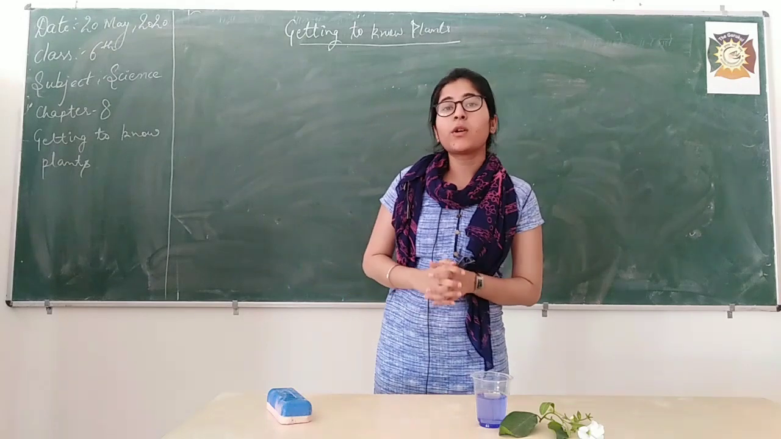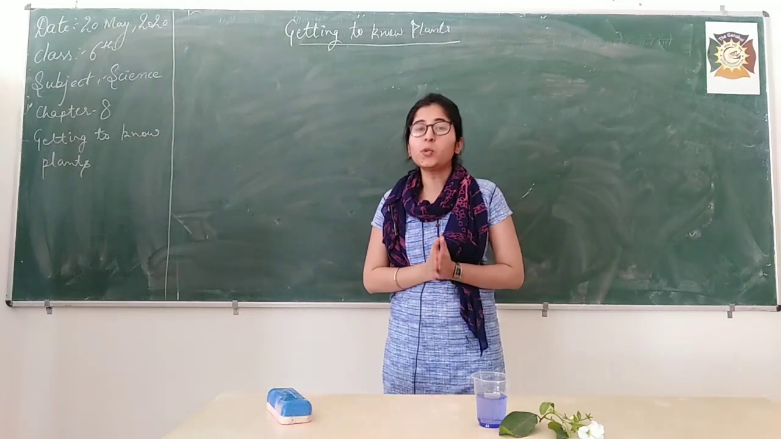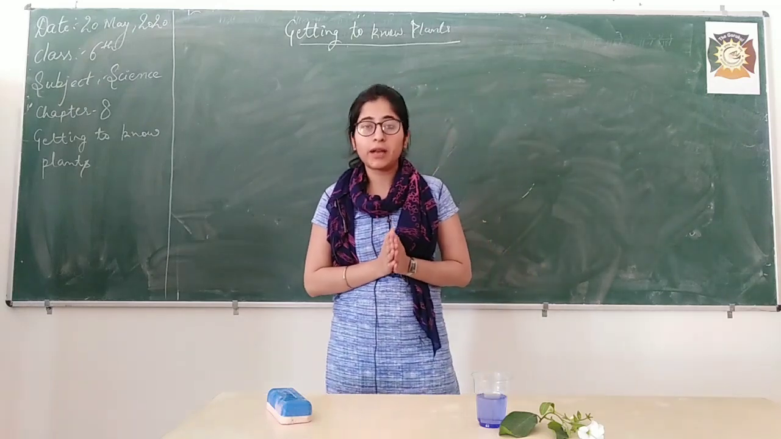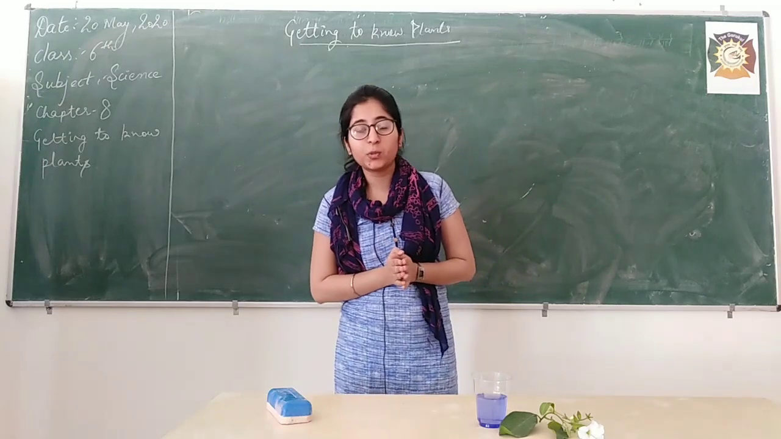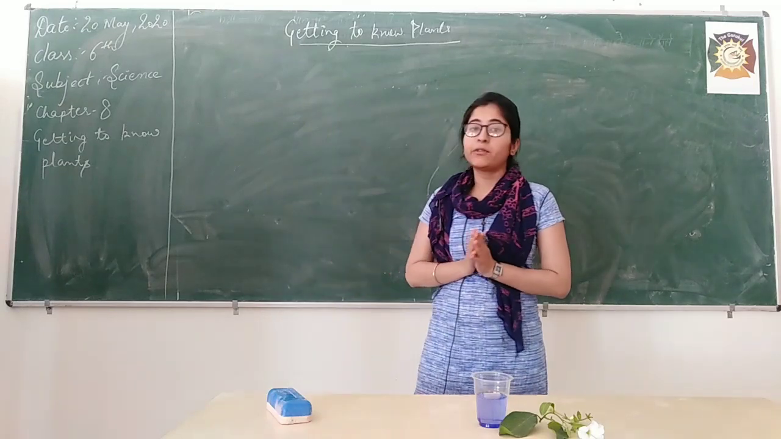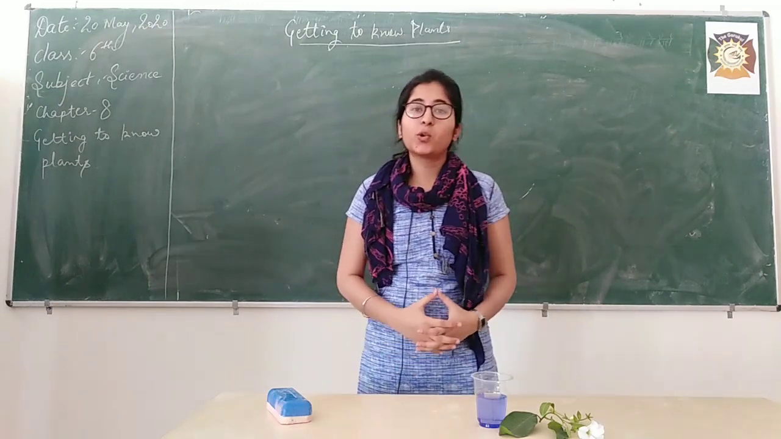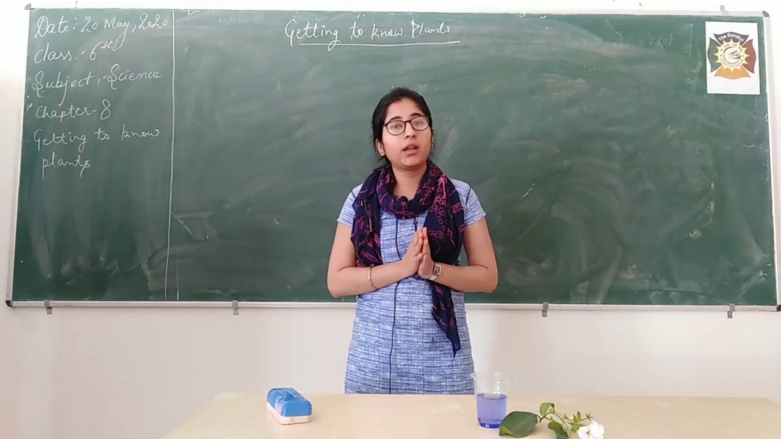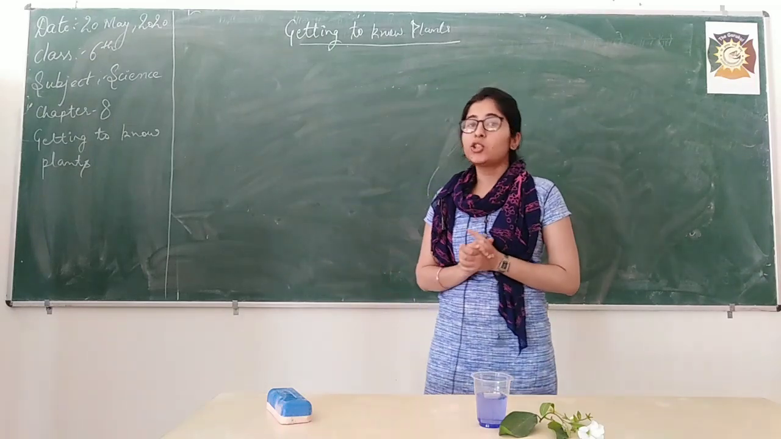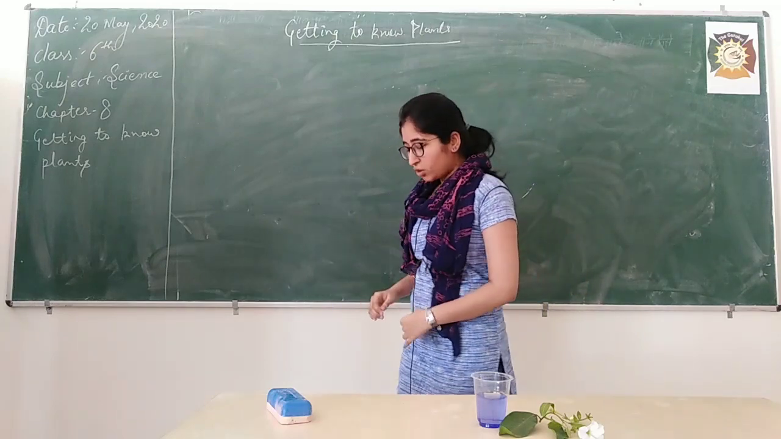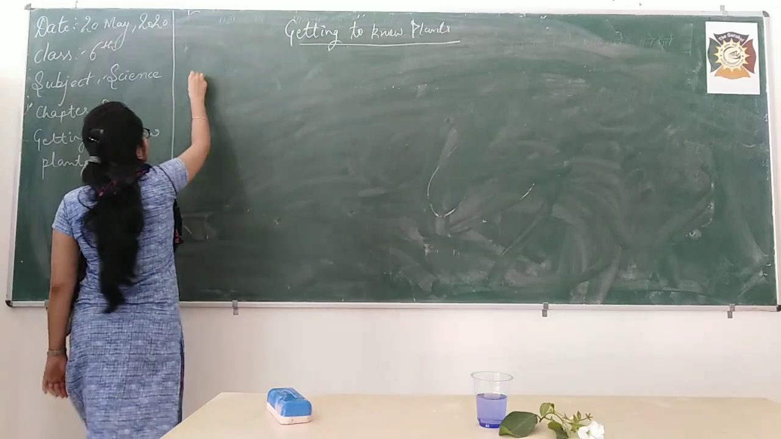So in the previous class we started this new chapter, chapter number 8, Getting to Know Plants. We started that there are two basic parts of a plant. What were those parts? You can tell it to me yourself. One was the root system and the second was the shoot system, right? We started the root system in detail. So students, today we are going to study the shoot system in detail. The topic for today is the shoot system.